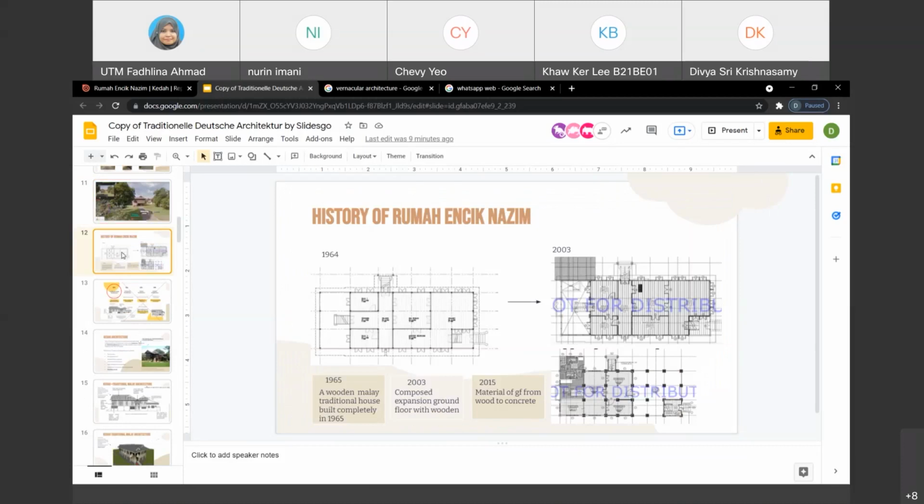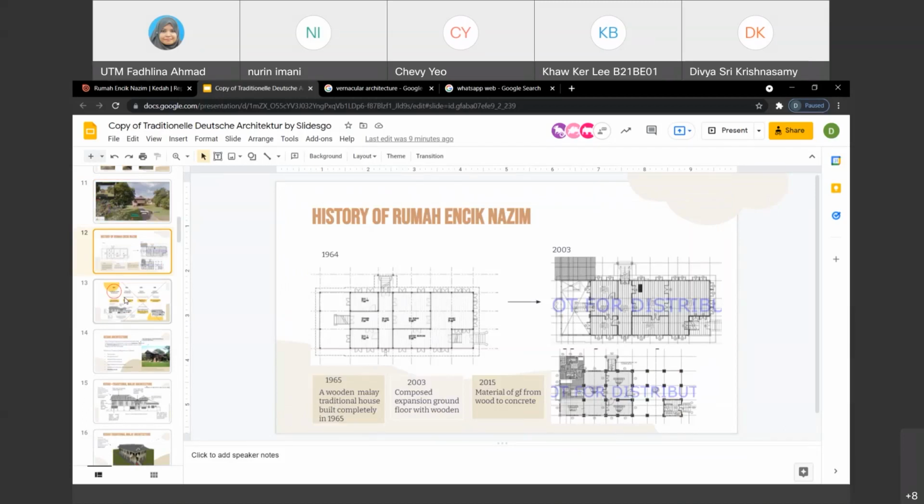Next is the history, but I will not share too much on the history because last week I already presented. So you can see here the house was built completely in 1965, and they expanded the ground floor in 2003, using wood material to build it up.